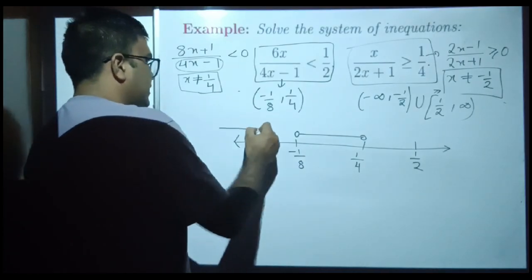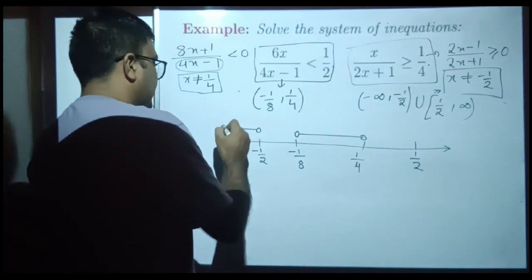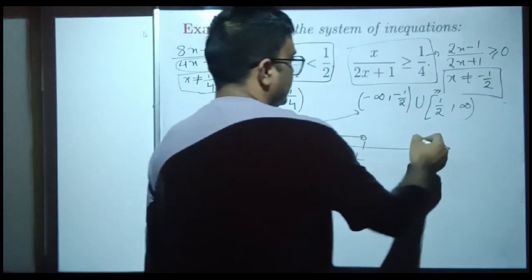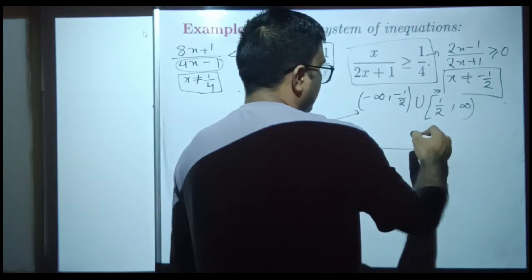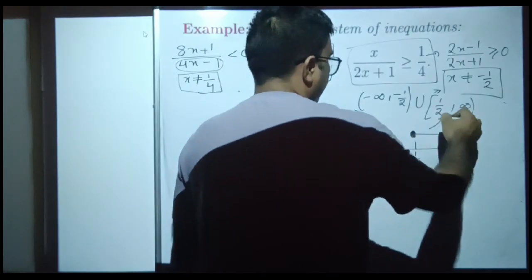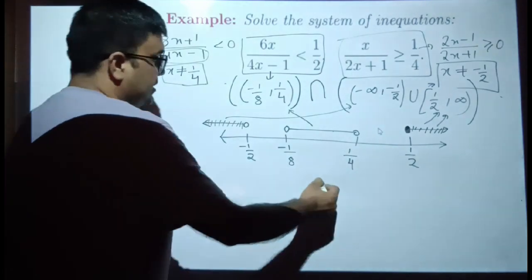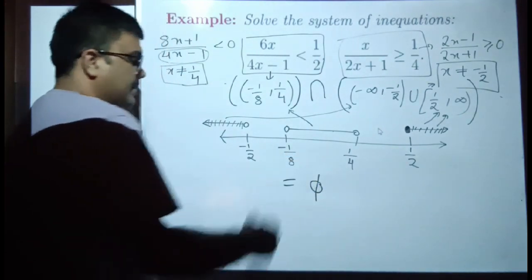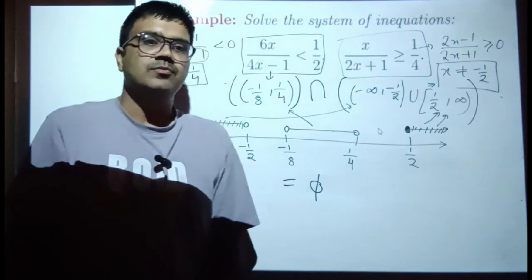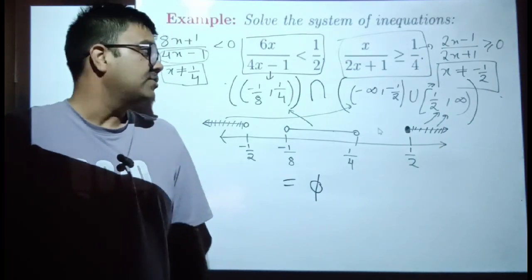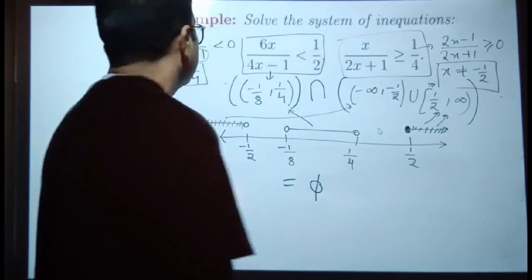Minus infinity to minus 1/2, open bracket, this is corresponding to this. And 1/2 to infinity, we have this. So there is no common region. So what we obtain is that there is no solution for this inequality.